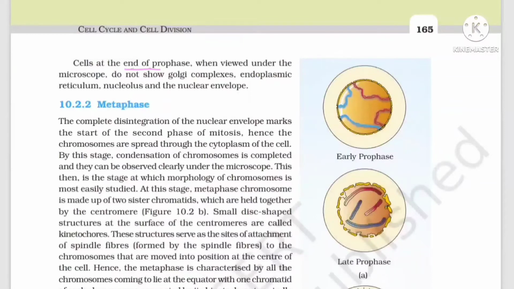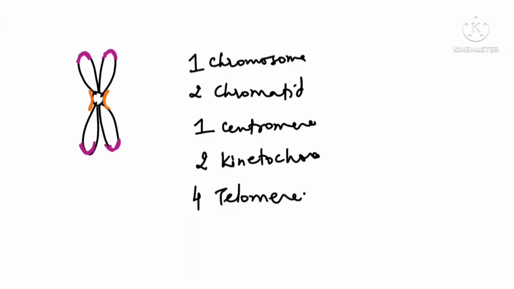By the end of the prophase, you will find no Golgi body because the nuclear membrane is not there. It means no ER, no Golgi, no lysosome, vacuole, nothing will be there. Everything will have disappeared. So this is the thing which we observed in the prophase chromosomes. Here one chromosome will have two chromatids, and these chromatids are known as sister chromatids, with one centromere, two kinetochores, and 4 telomeres. And in the kinetochore, your spindle fibers will be inserted. Clear? This labeling is clear.